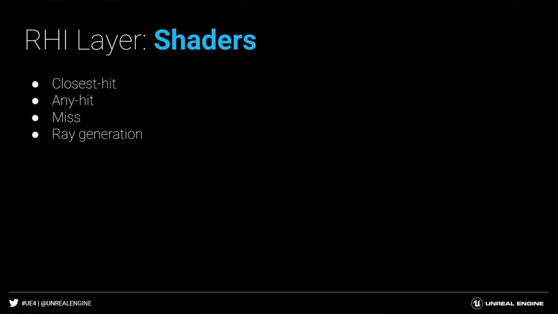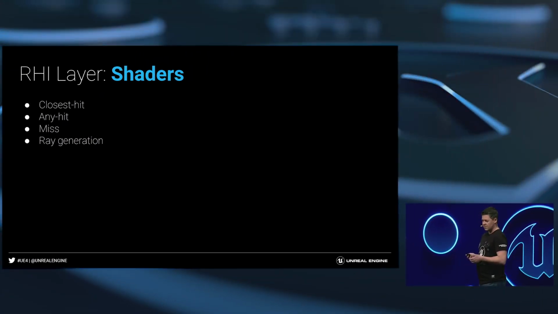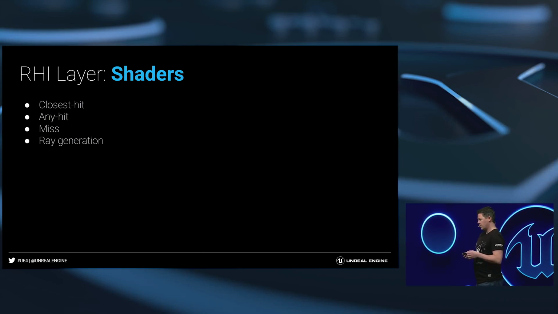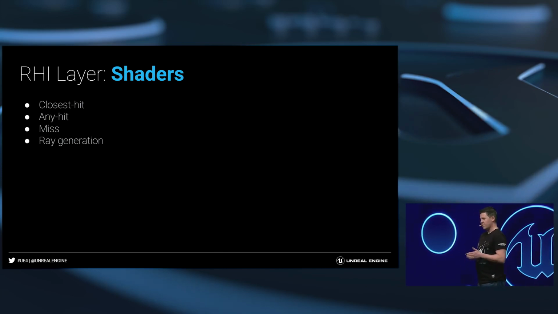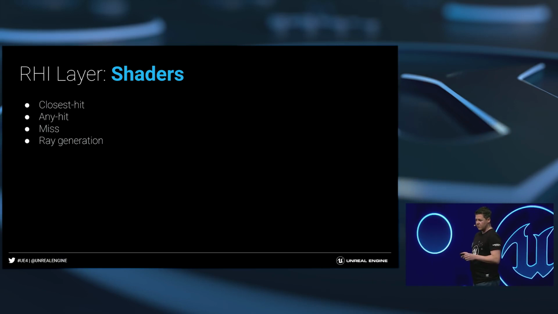The RHI shaders are brand new. They mimic directly the DXR shaders that we have in D3D12. So to sort of break those down, we have closest hit and any hit shaders. We have miss shaders and ray generation shaders. For those of you that are familiar with DXR, you know that we are omitting from our list here the intersection shaders and the callable shaders.